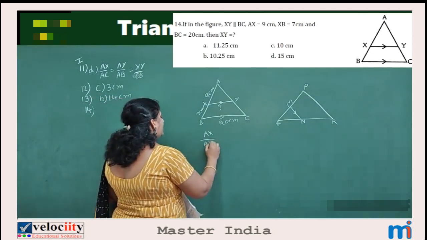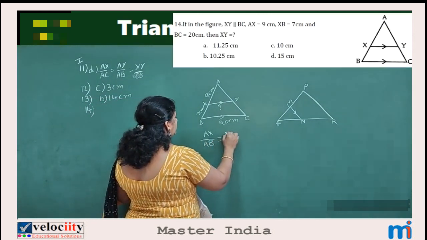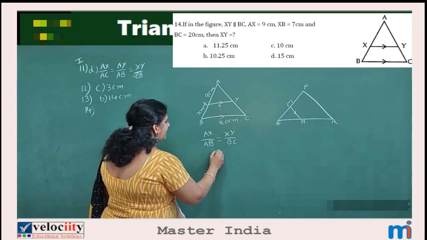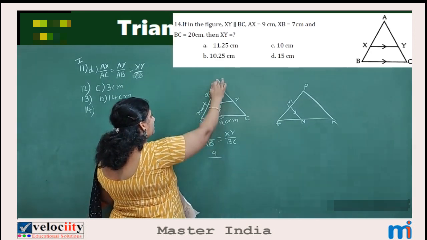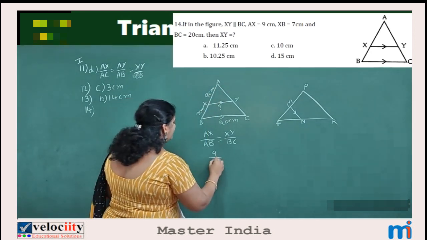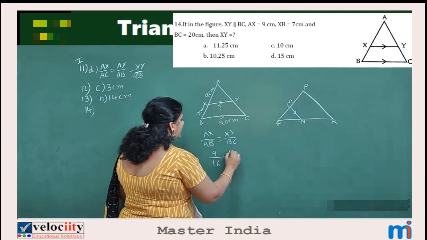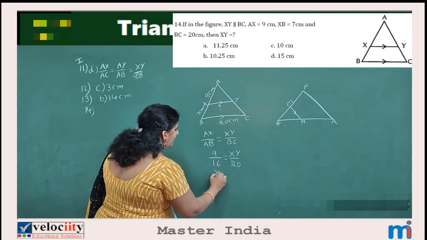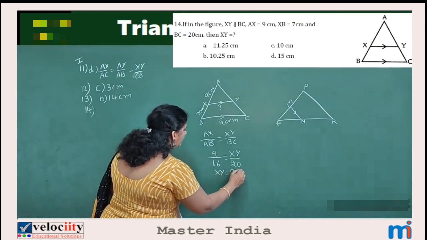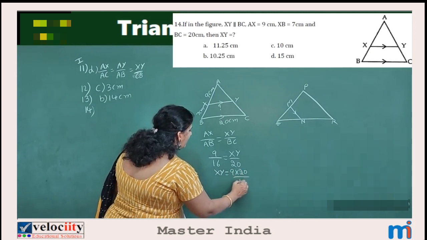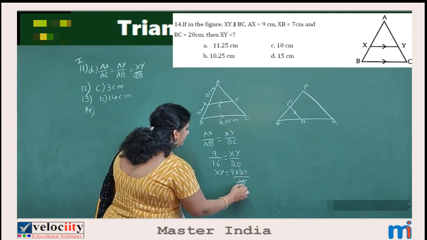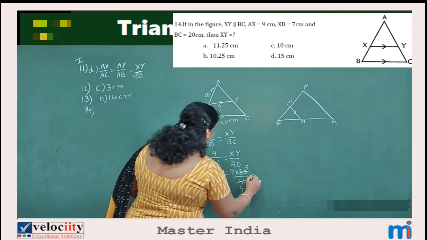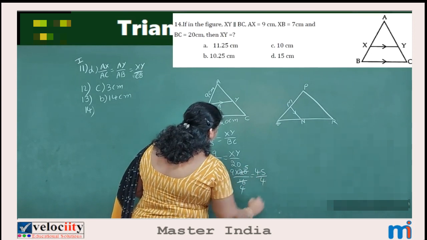That is AX by AB is equal to XY by BC. AX value is 9 centimeter and AB, add these two, 9 plus 7, it will be 16. XY we don't know, BC 20. Cross multiply. XY is equal to 9 into 20 by 16. Then 4 4s are 16, 4 5s are 20. 9 5s are 45. 45 by 4.